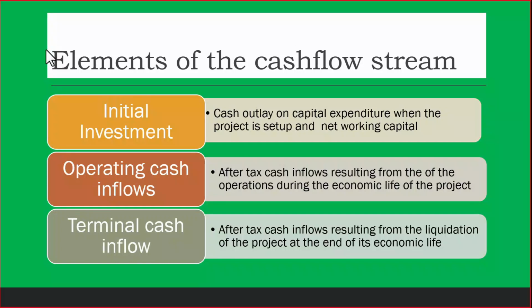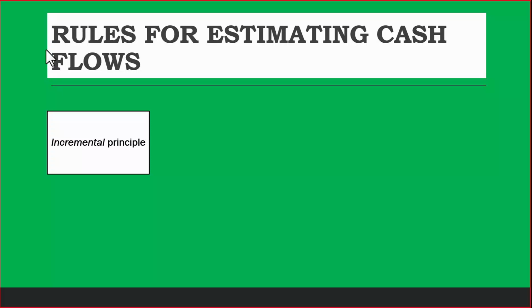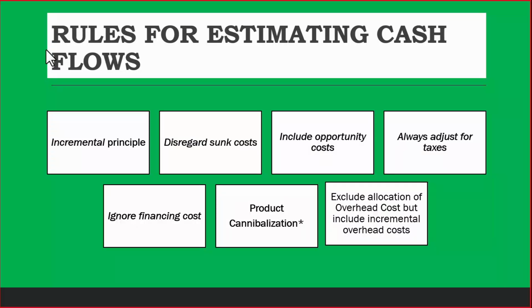Okay, so there are certain rules. After these rules, we'll be doing all the practical questions, so just understand these rules. Can you read, Akshay? Incremental principle, disregard sunk cost, include opportunity cost, always adjust for taxes, ignore financing cost, product cannibalization, exclude allocation of overhead cost but include incremental overhead cost. So these are certain rules when we make our cash flows.